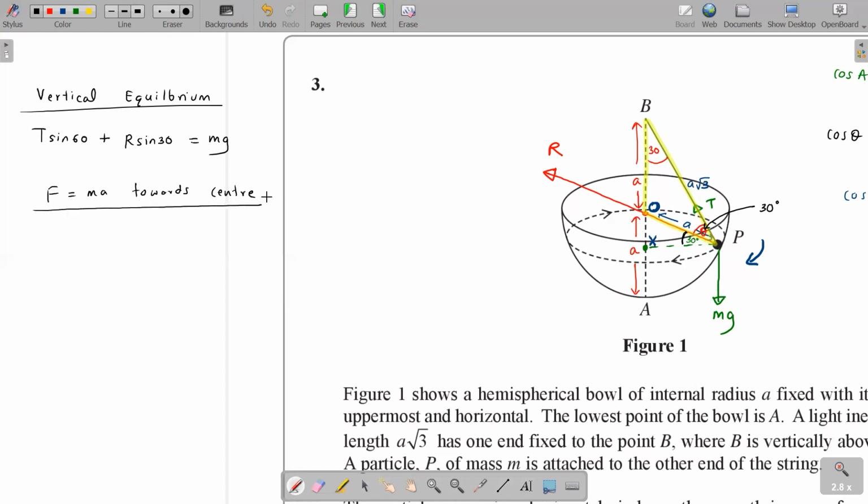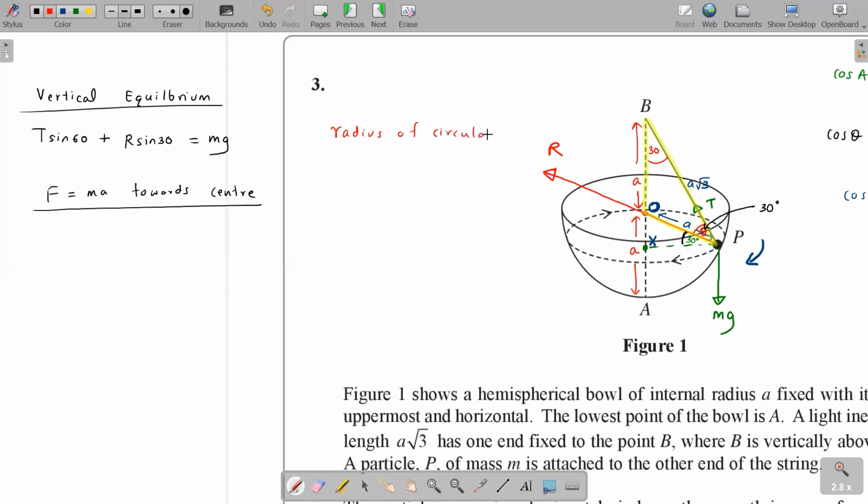I think before we apply F equals ma towards the center, we need to find the radius of the internal circle that the particle is traveling. Do you notice that the particle is traveling on its own internal circle inside the hemisphere? So I need to know the radius of that path. What is the radius of that path? The radius of the circular path.